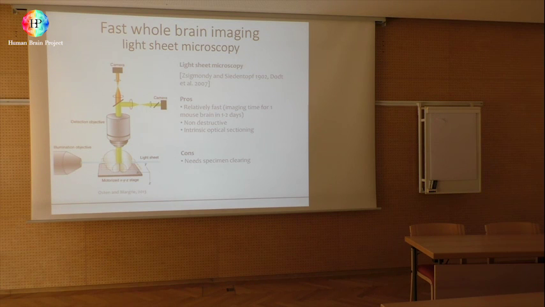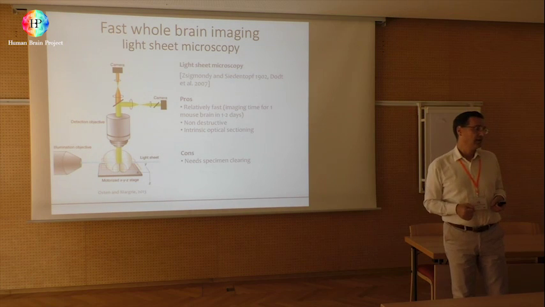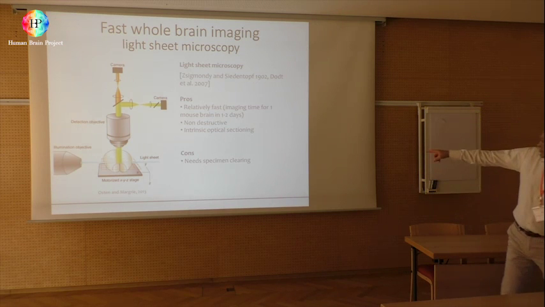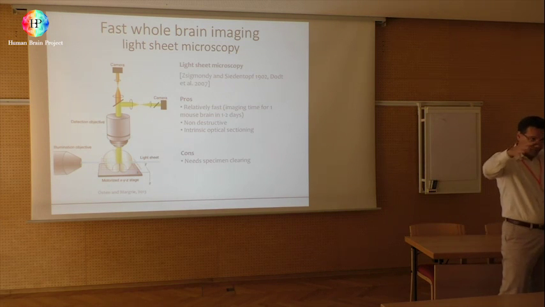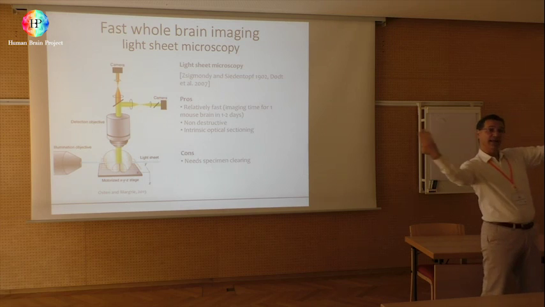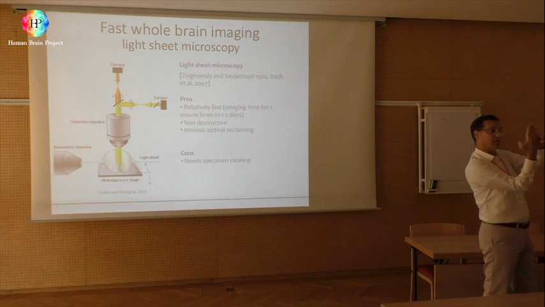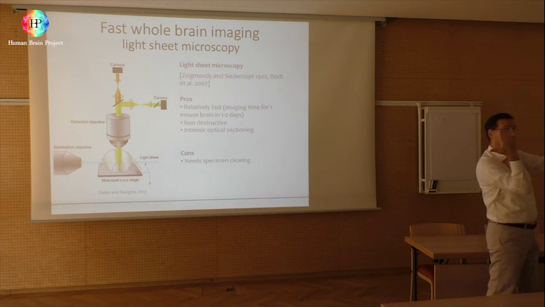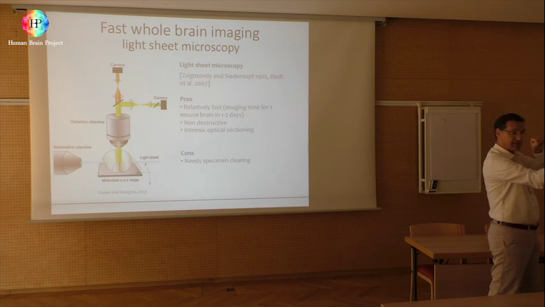Well, if I want to go faster, I have to use light sheet microscopy. Light sheet microscopy works on this principle. You have the whole brain. The whole brain is illuminated with a light sheet like this, which is illuminating a portion of the brain. And you look from these sides.